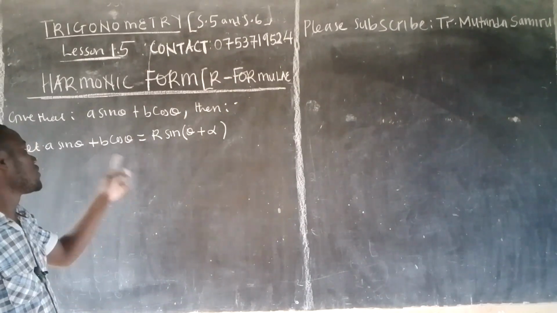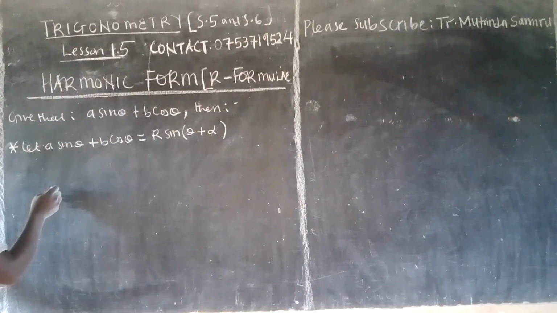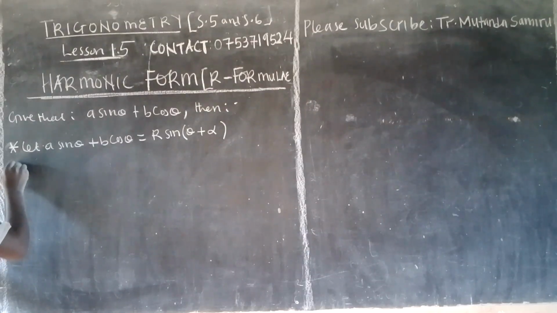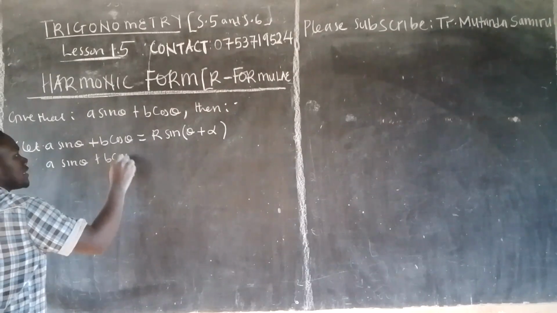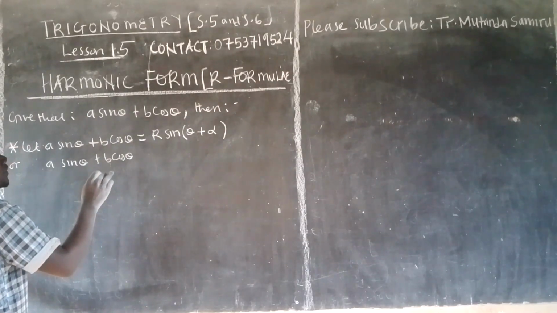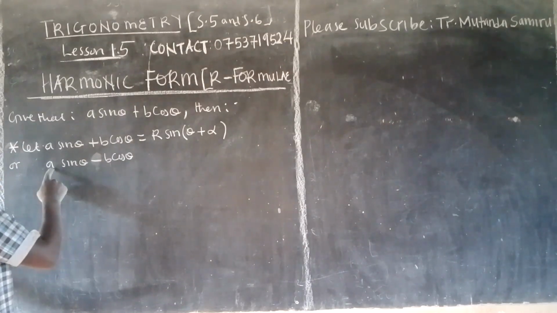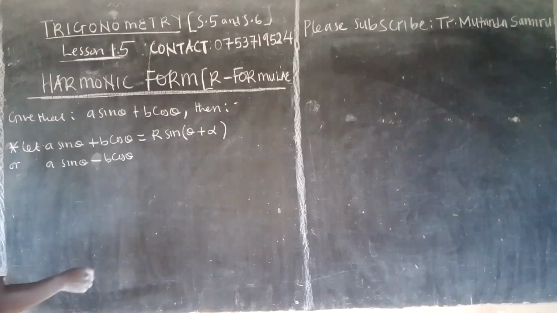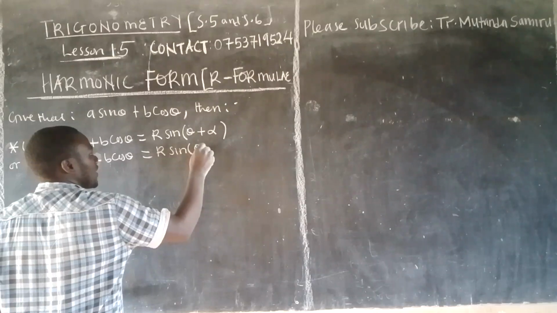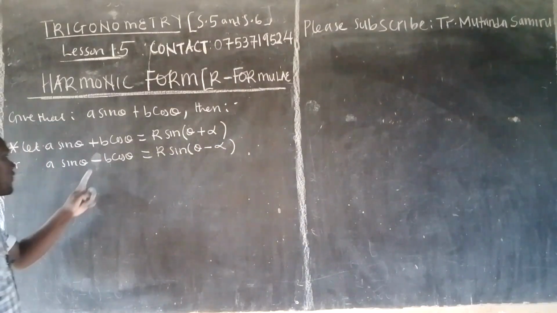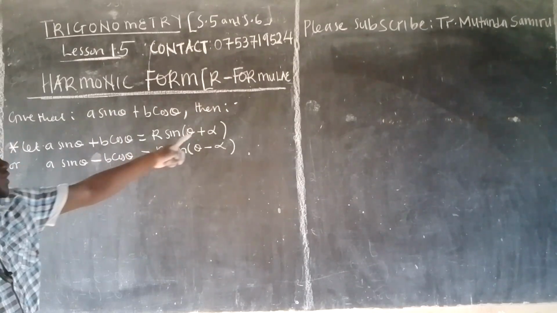Why am I using a plus? It's because when you have a plus, you put a plus. Or another version can be: let A sine theta plus B cos theta. Or if it is, for example, A sine theta minus B cos theta, then you relate it to R sine theta minus alpha. When you have a minus in the middle and you want to use sine, you must have a minus. When you have a plus, you must use a plus.